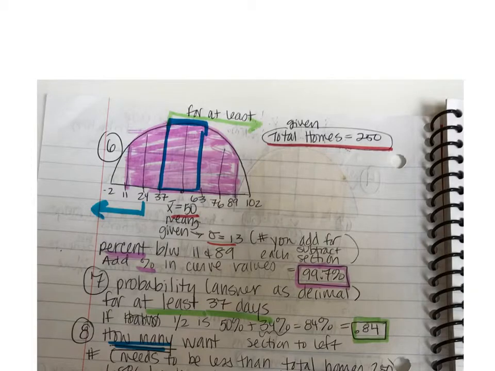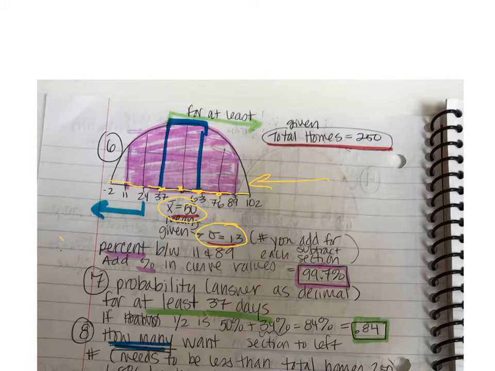Okay, so for number 6, the mean was given. Always write down what's given. I also always like to draw the curve. And for standard deviation, the number of units between each increment is 13. So if it's 50 here, if we add 13, we're at 63. If we take away 13, we're at 37. If we add 13 to 63, we're at 76, and so on and so forth. And there are 8 increments in total.